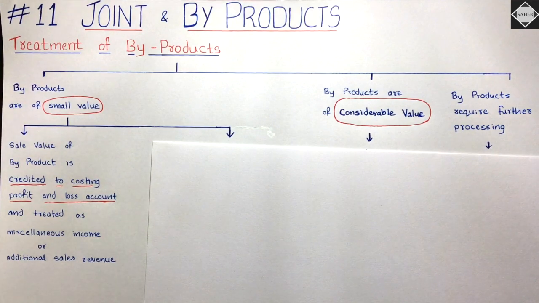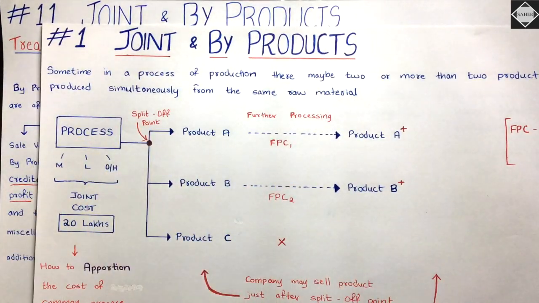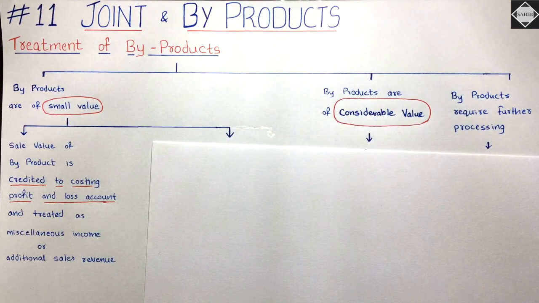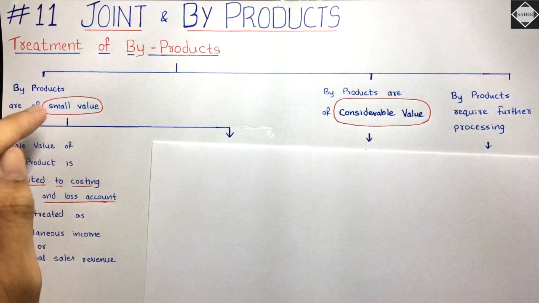You will not touch the process account, the joint process account, the joint cost. You will not apportion, nothing. Simply you will take that into the costing profit and loss account. Is that clear? Simple.